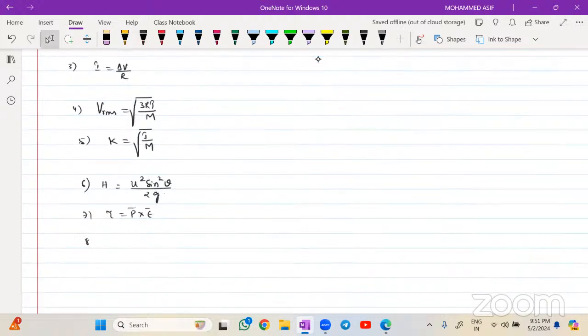Okay, the frequency of open organ pipe, frequency of your open pipe कितना होता है? v divided by 2l, organ pipe के ऊपर बहुत बार पूछा हुआ है. Then energy is equals to again kinetic energy plus your work function. N number of times it has been asked.